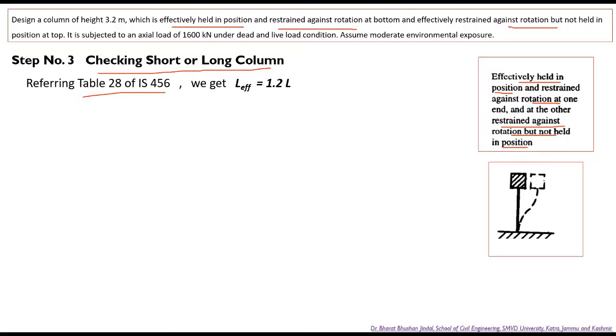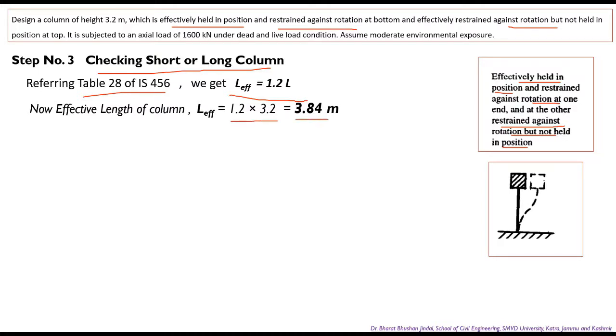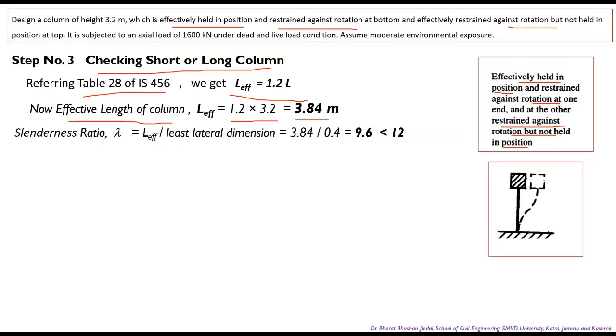And for this type of condition, we have the formula. We can work out L effective equal to 1.2 into L, where L is the unsupported length of the column. Putting the value here, we get the effective length of the column as 3.84 meters. Then we have to work out the slenderness ratio, because we have to check whether it is a short column or a long column.